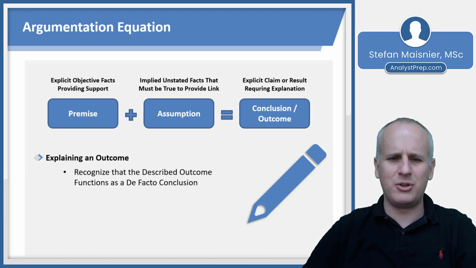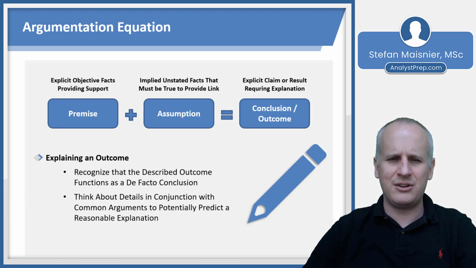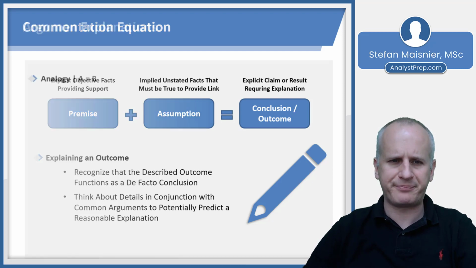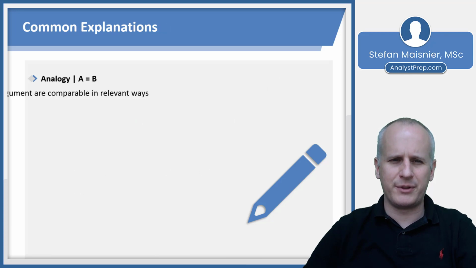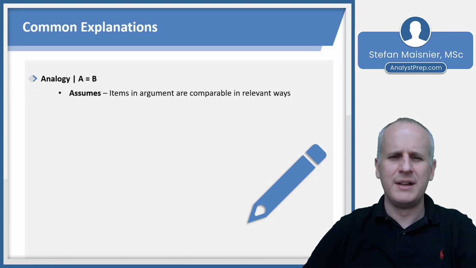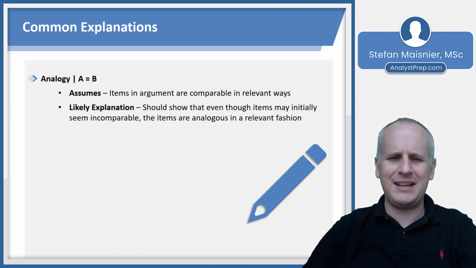So to explain an outcome, you need to recognize that that described outcome will function as a de facto conclusion in your argumentation equation, and you want to think about the details in conjunction with our common arguments to possibly predict what a reasonable explanation for the circumstance might be. So our common explanation, starting with analogies, we know that analogies assume that the items in the argument are comparable in relevant ways, and a likely explanation should show that even though whatever the items are may initially seem incomparable, the items are analogous in a fashion relevant to explain the outcome that occurred.